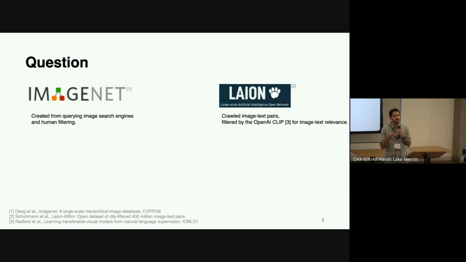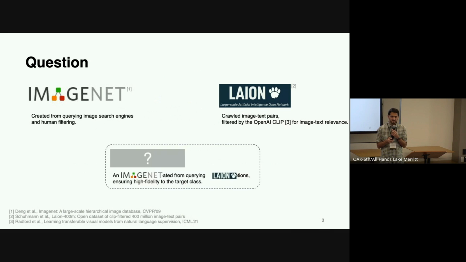It contributed some curated images for supervised learning at the time, but the field has seen this new dataset, LAION, taking the field by storm. And LAION is just a bunch of image-text pairs with minimal curation. So I think an interesting question is, what makes LAION actually different from ImageNet?